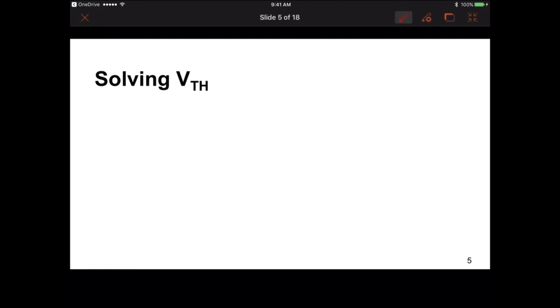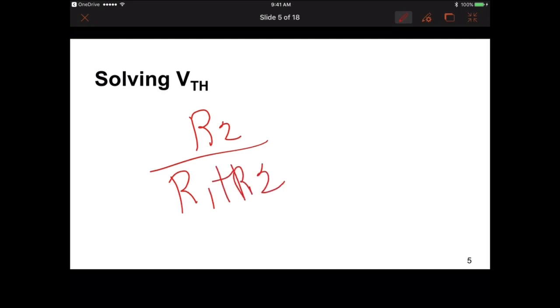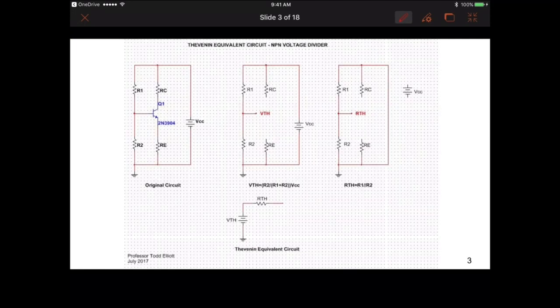VTH is R2 over R1 plus R2 times VCC, which gives 2.7 volts. So those are the two values. Substitute in there.